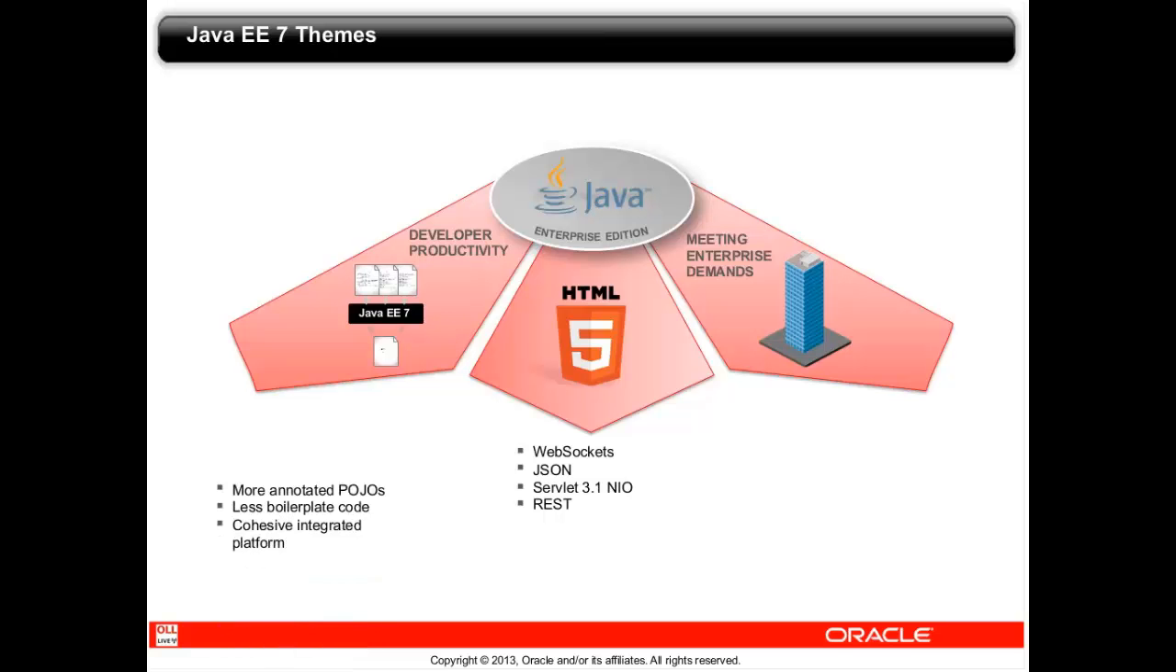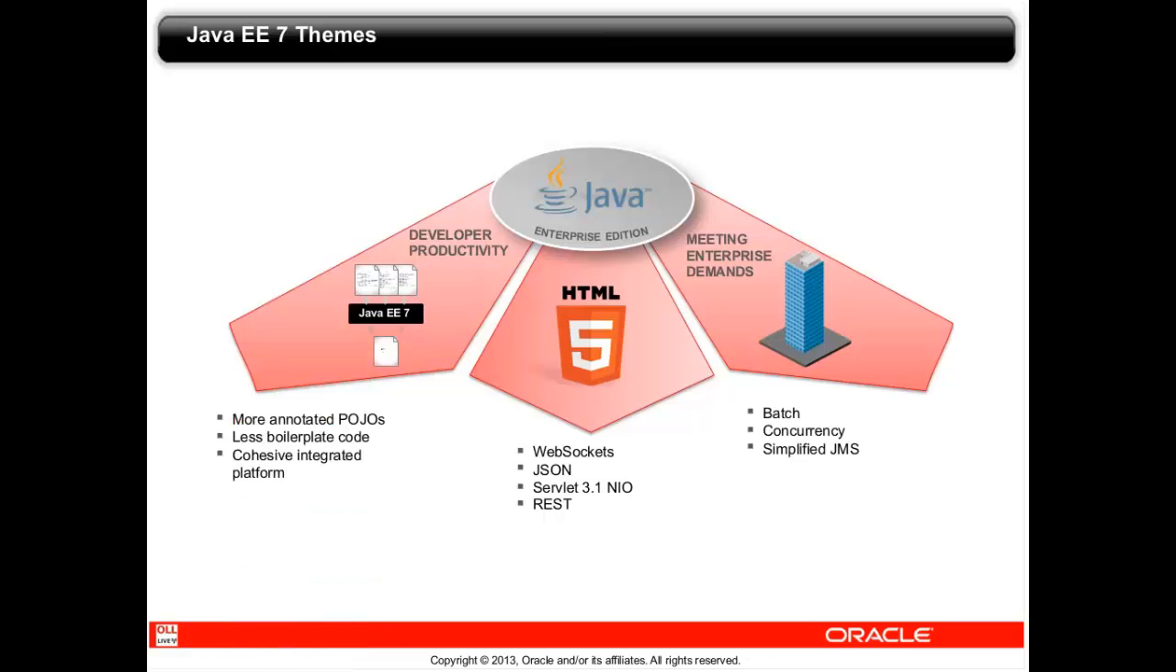Java Enterprise 7 is comprised of three primary themes. The focus for this release was on developer productivity, HTML5 support, and meeting enterprise demands. For developer productivity, we made Java EE7 easier and faster to develop on. There are more annotated POJOs for configuration, less boilerplate code, and a more cohesive and integrated platform. This allows developers to increase their productivity.